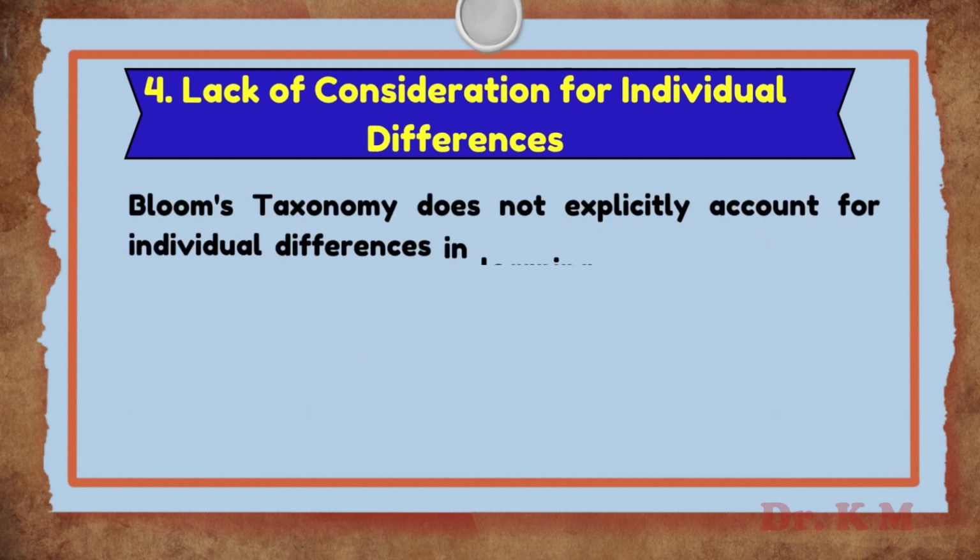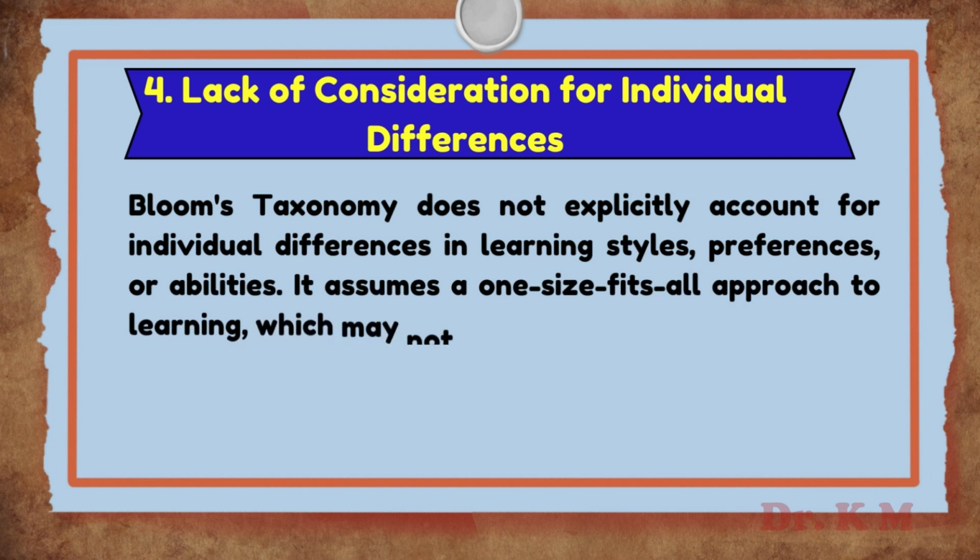4. Lack of consideration for individual differences. Bloom's taxonomy does not explicitly account for individual differences in learning styles, preferences, or abilities. It assumes a one-size-fits-all approach to learning, which may not be effective for all students.